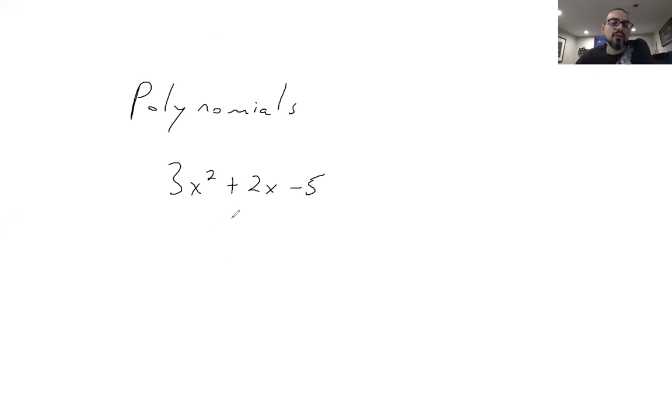But what's a polynomial? A polynomial is any number of terms. For example, I could have 3x squared plus 2x minus 5. This is an example of a trinomial. You'll notice that this polynomial is of degree 2 because that is the highest power of the exponent. We could have another example, something like 3x minus 5. This is another example of a polynomial, of degree 1.